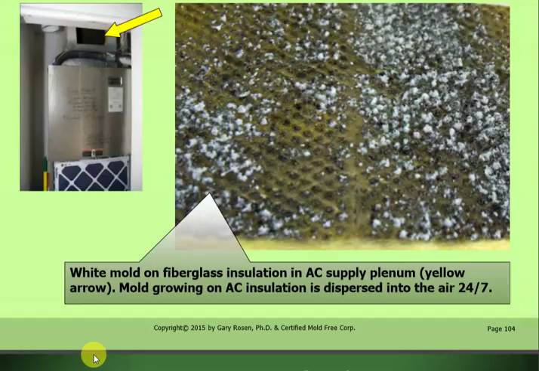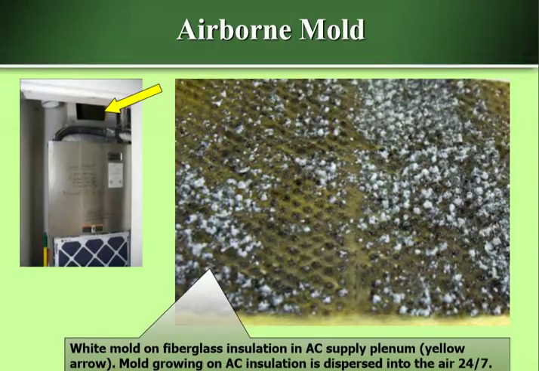Airborne mold. White mold on fiberglass insulation in AC supply plenum. The yellow arrow shows it right here. Mold growing on AC insulation is dispersed into the air 24/7.